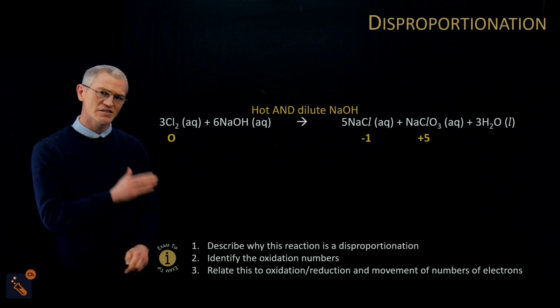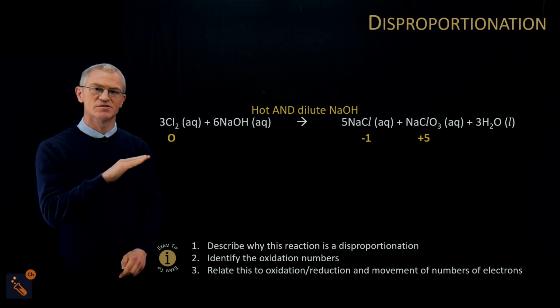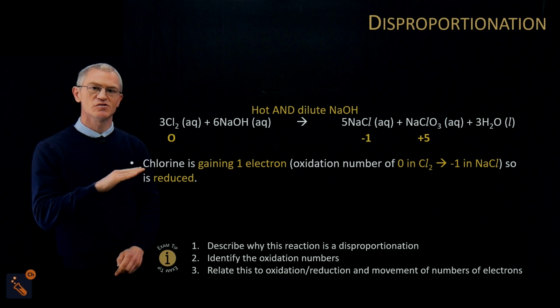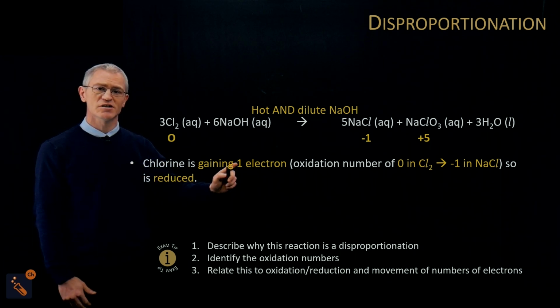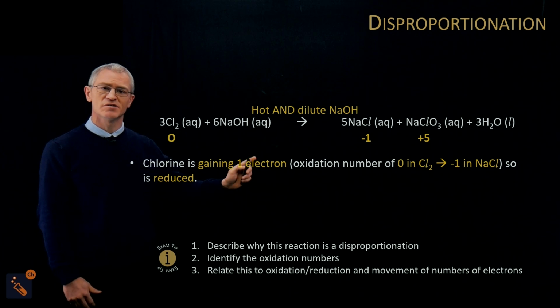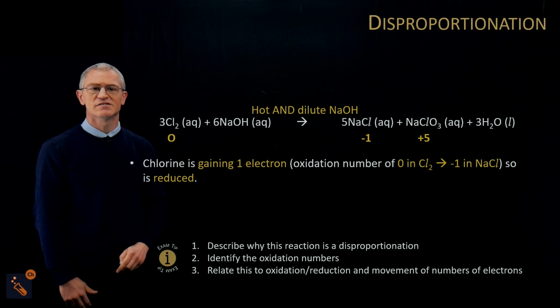Now, let's have a look at what this looks like in terms of an exam answer. The exam answer is chlorine is gaining 1 electron. Again, I'm writing it out this time. Gaining 1 electron. The oxidation number is going from 0 in chlorine to -1 in sodium chloride. Because it's gaining an electron, it is reduced.